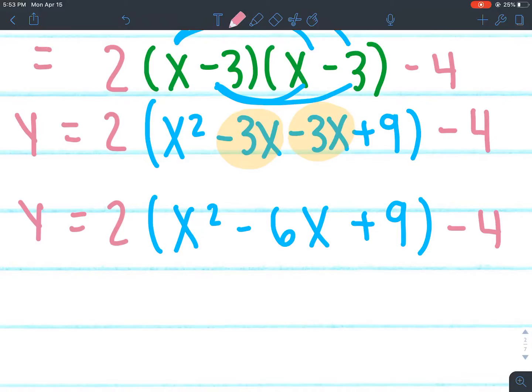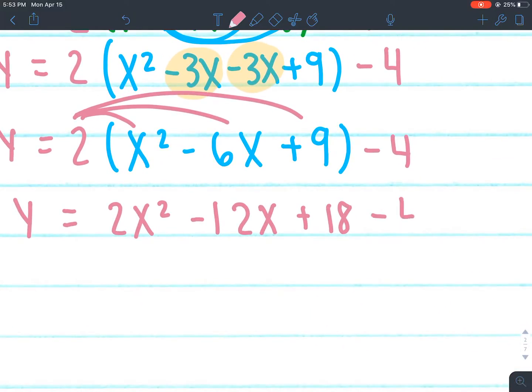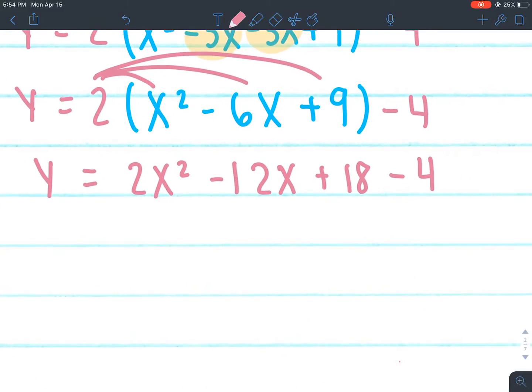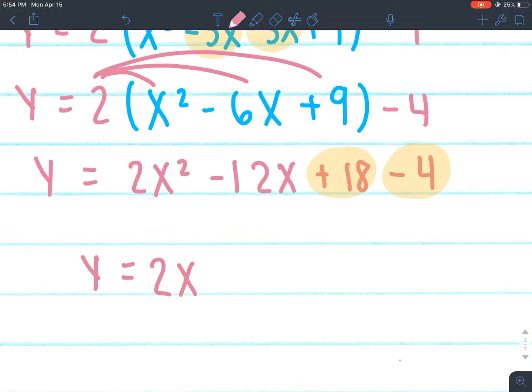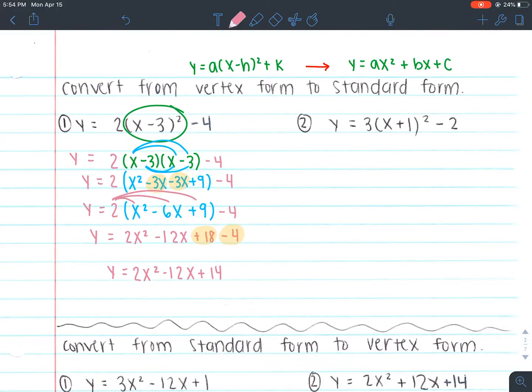So at this step, I'm going to distribute the 2 to all 3 terms, every single term that's in the parentheses. So I have y equals 2x squared minus 12x plus 18, and then I have the minus 4 that's been there this whole time. And then I look for any like terms. I have these two guys. So I have y equals 2x squared minus 12x plus 14. Is that in standard form? ax squared plus bx plus c? Yep. So I am done.